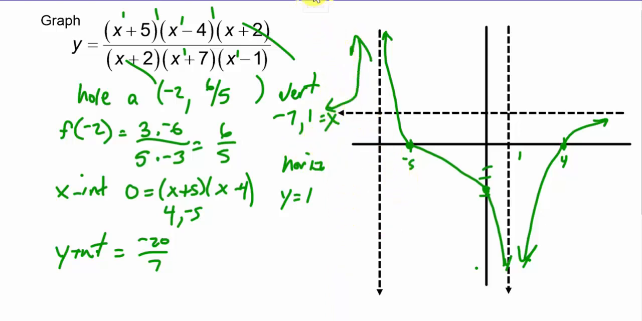And then finally what we have to do is go back in and throw our hole in. So at -2, let's call it 6/5. Oh, it's not super accurate, but we'll be close. Right around here, we'll take and have our hole.